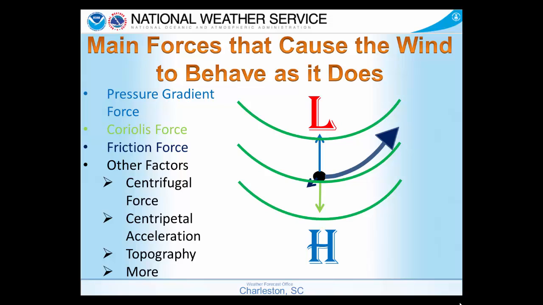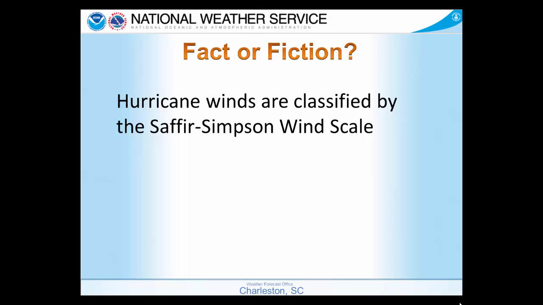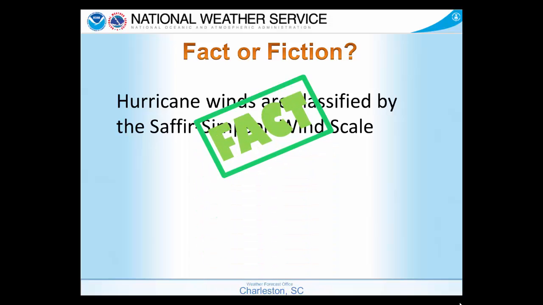Now, in a mature hurricane, the central pressure is very low, so there's a lot more isobars and they're a lot tighter together, as shown in this schematic. The tighter those isobars are together, the stronger the wind. So it's time for our first fact or fiction statement. Hurricane winds are classified by the Saffir-Simpson wind scale. Fact. We should all know that by now.